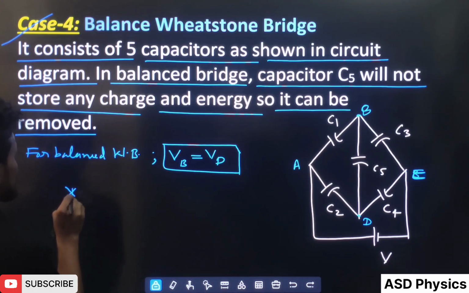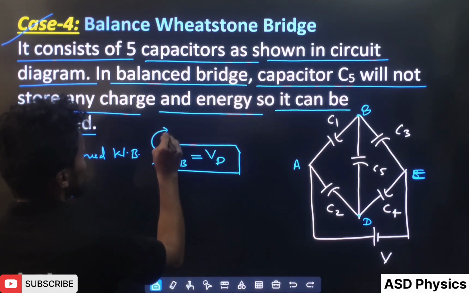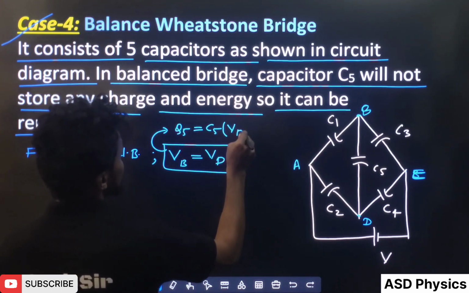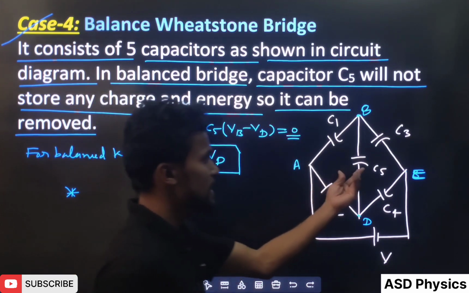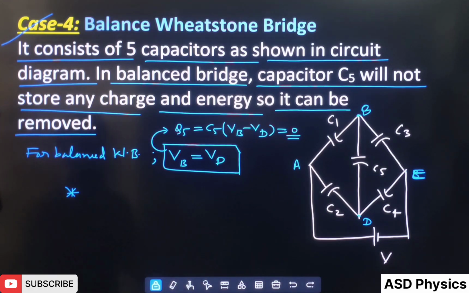In this situation, if the potential is the same, then the charge Q5 is given by C5 and the potential difference VB minus VD. How much is that? 0. That's why this capacitor will not store any charge or even energy. And remember that in the balance condition, what will happen here?